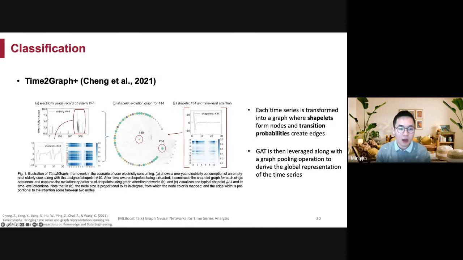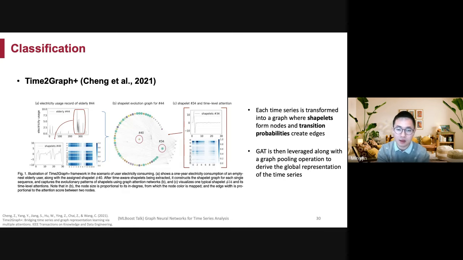Okay, so the first work here is called Time2Graph. This work shows how we can transform a time series into a graph. Each time series is transformed into a graph where shapelets, or what we call motifs, form different nodes, and their transition probabilities create the edges. After this, we leverage the graph attention network along with pooling operators to obtain graph-level representations to characterize a given time series. Then we can use these representations for the downstream classification.